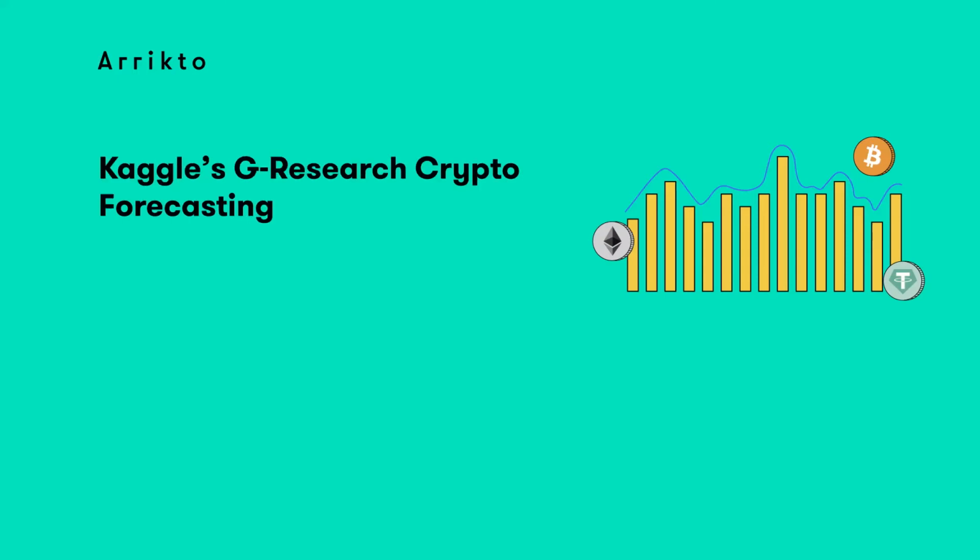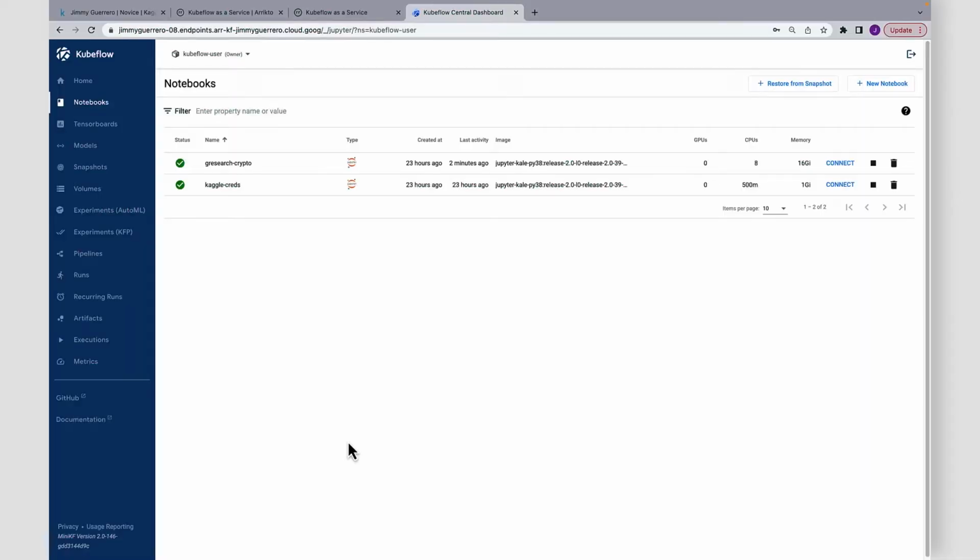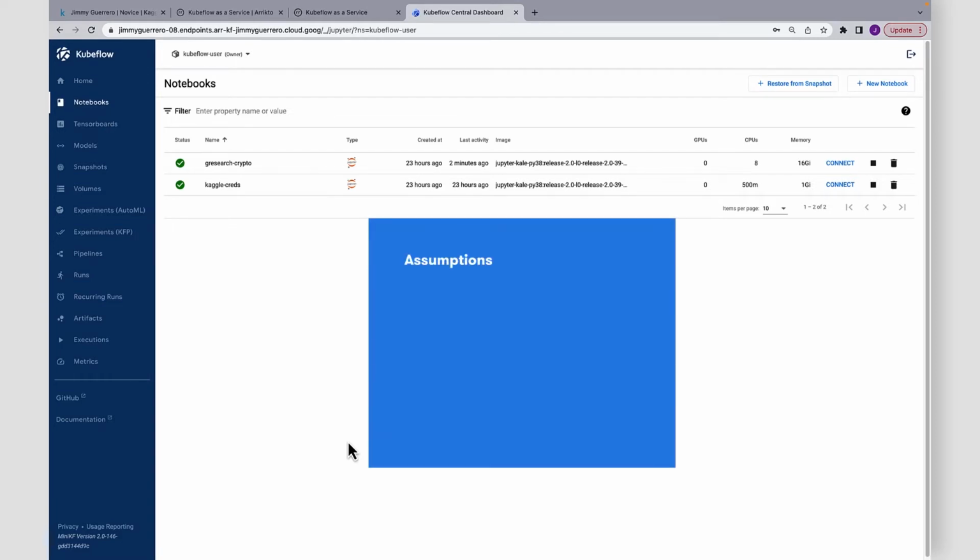All right, in this short demo, we're going to show you how to convert Kaggle's G-Research Crypto Forecasting Competition into a Kubeflow pipeline using the open source Kale JupyterLab extension. For the purposes of this demo, we're picking up where the last one left off. So this is going to assume that we've got a couple of prerequisites already taken care of. The first one is that we've already set up our Kaggle credentials via a Kubernetes secret using a pod default.